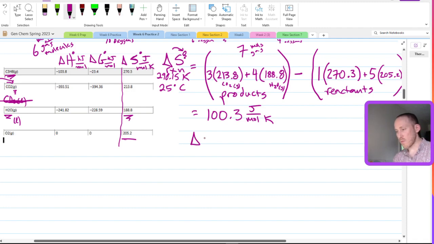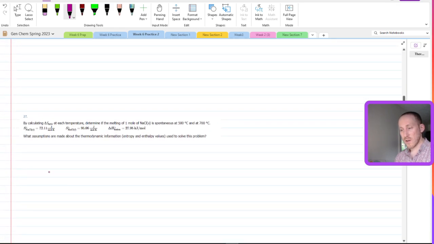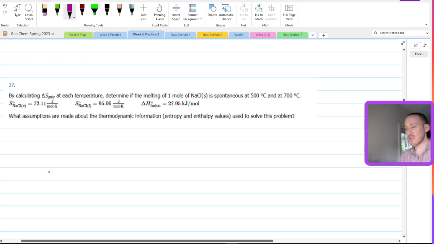The big important part of that is we had to do a bunch of stoichiometry first so that we knew what to plug in there. Get that answer. So let's move on to the next one. I think we're now going to start going into our delta H, and we're going to find if stuff is spontaneous at 500 or 700.